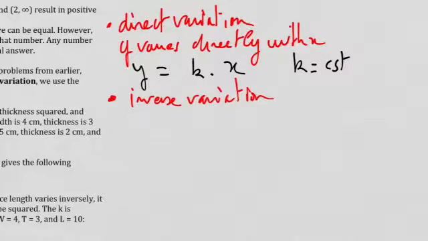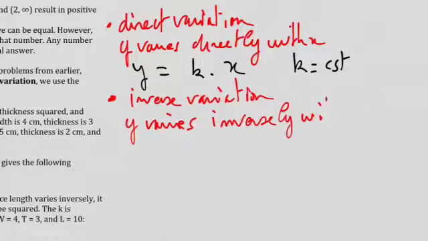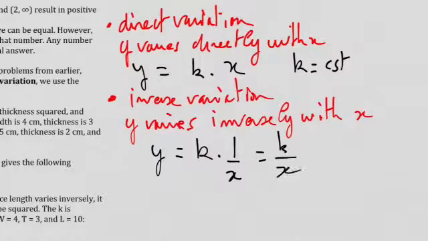then if you have y varies inversely with x, I'm going to translate that into a mathematical language, which is going to be y equal k times, there is always y equal k times what? The inverse of x, and the inverse of x is going to be 1 over x. Then if you want to write that as k divided by x, why not?